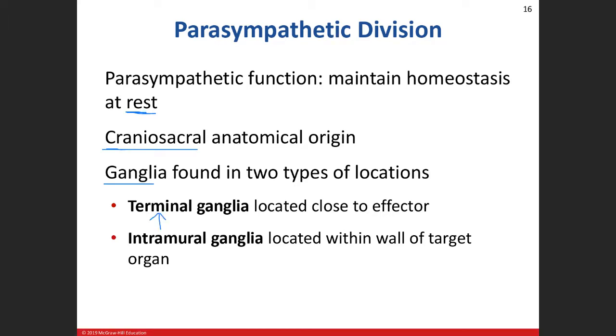If it's literally inside the effector organ, in the wall of the organ, perfect example, like your large intestine or small intestine, then we call that an intramural ganglia. Intra, within, mural being wall. Intramural ganglia. So there's two types of ganglia when we're talking about the parasympathetic division: one that's close, and then one that's inside.